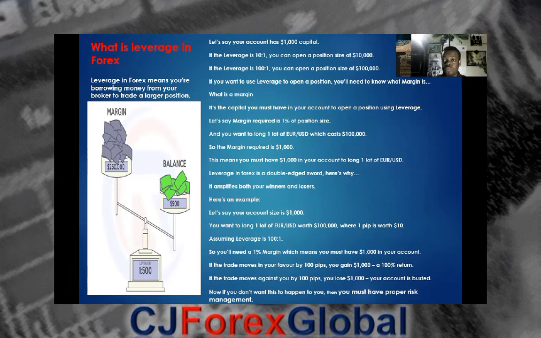If you choose 1:500, it means that your broker will times your capital. If you have $1,000, that means they will times it 500 times $1,000. Whatever total comes out is what your broker will give you as leverage, and that leverage will enable you to access the big market.